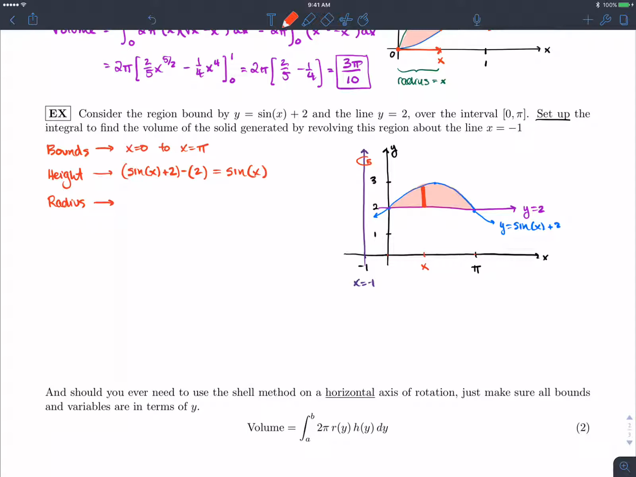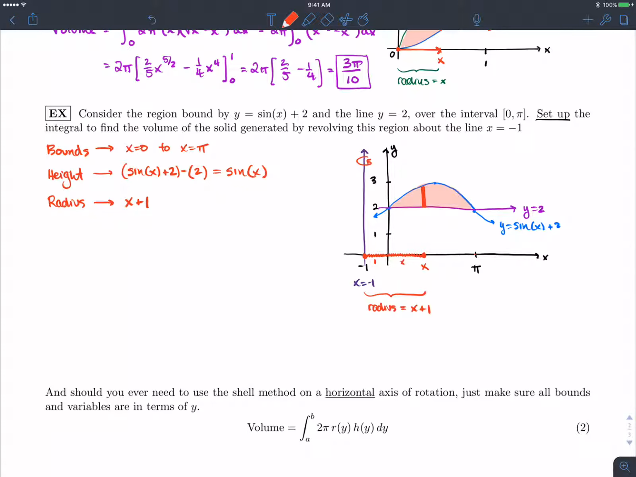Now the radius you've got to be careful about here, but remember the radius is, and just keep telling yourself with these problems, the distance from the axis of rotation to the cross section that we have drawn at x. So what is the distance from here to here? Well, it's going to be this distance x plus this distance, which we're just going to always treat as a positive value, which is just 1. So this is x, this is 1. We add these together and we get a radius equal to x plus 1. And there we go.